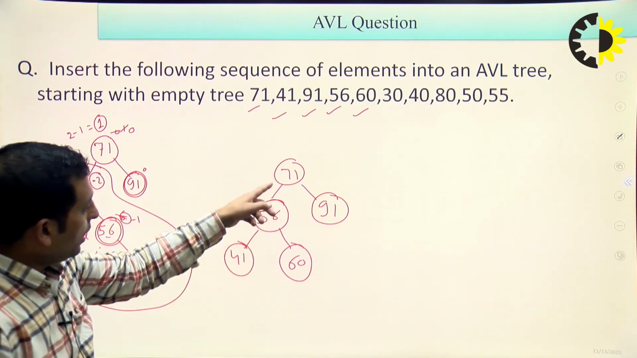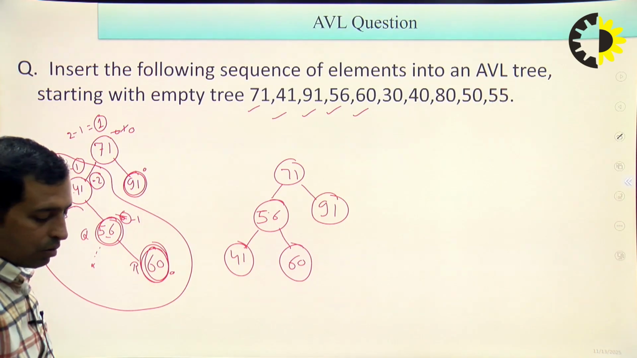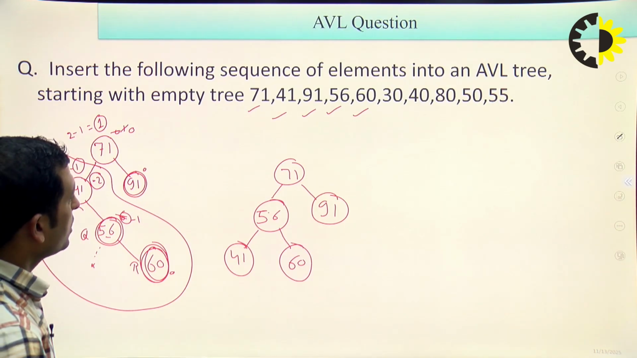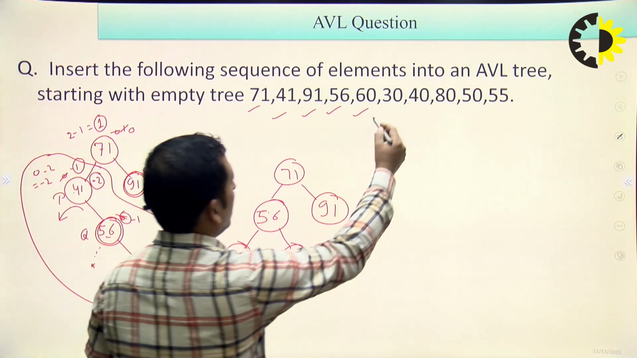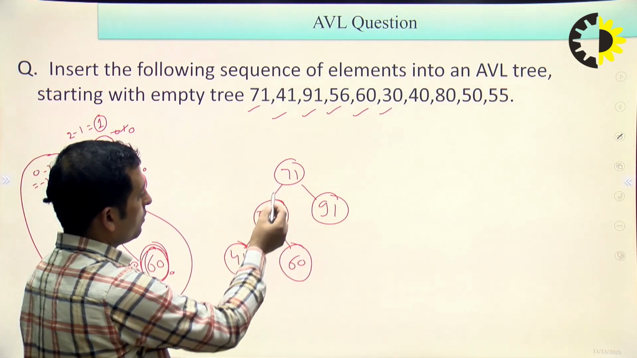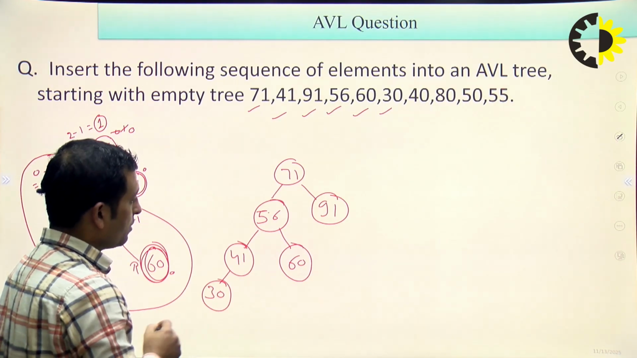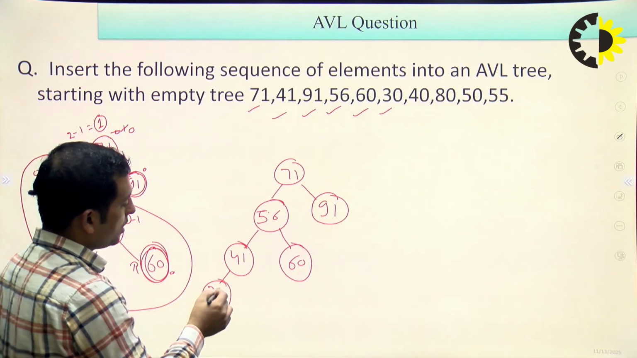So, at every node point there is no difference of more than 1 in height. Now, insert the new node 30. In this balanced subtree, insert the new node. 30 is less than this one, less than this one, less than this one, so 30 will come here. Now, recalculate the balance factor of the ancestors of the newly inserted node 30.